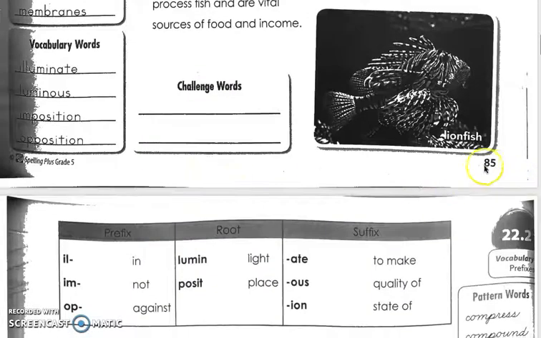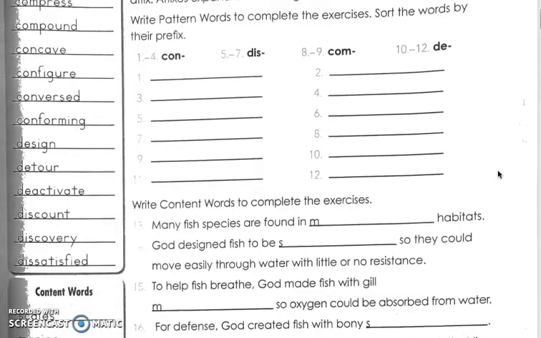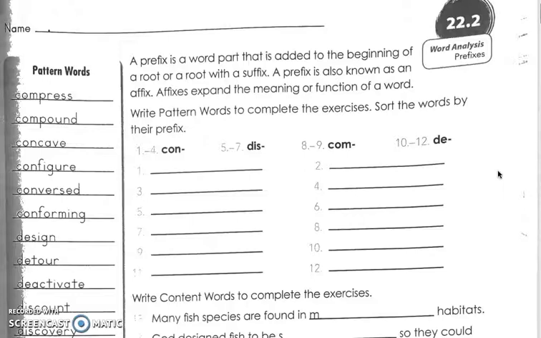Fantastic. Go ahead and open up your textbook to page 85. I'm going to go over some of the directions on here. It's all about prefixes, this chapter. Let's go ahead and read here. A prefix is a word part that is added to the beginning of a root or a root with a suffix. A prefix is also known as an affix. Affixes expand the meaning or function of a word. Write pattern words to complete the exercises. Sort the words by their prefix.